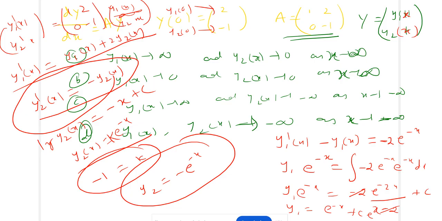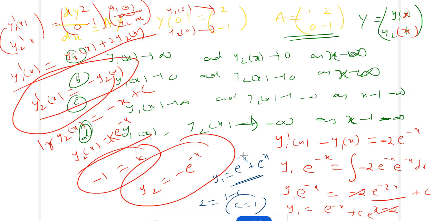Now if we apply the initial condition y1(0) = 2, we get 2 = e^0 (1 + c), so 1 + c, and c equals 1. Now y1 equals e^(−x) plus e^(x). This is the exact solution.